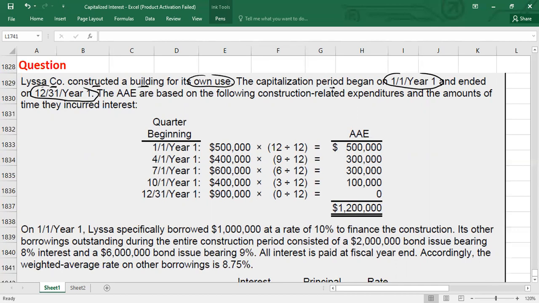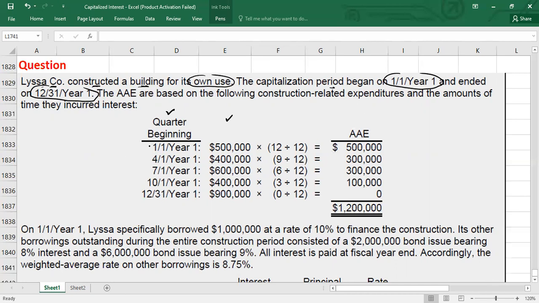So this is your end of the capitalization period. Here we have a certain expenditure which we have incurred. Guys, this information will be given in the question, like the date and the amount which you have spent or incurred. These two things will be given, and you have to calculate the accumulated average expenditure also.